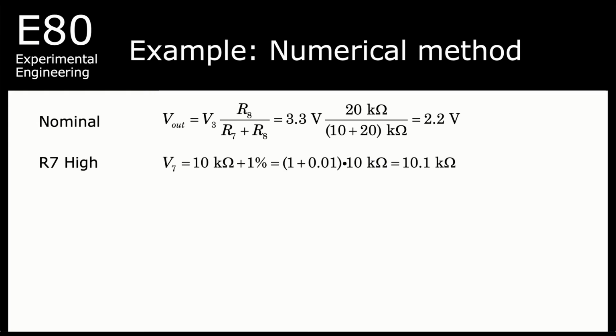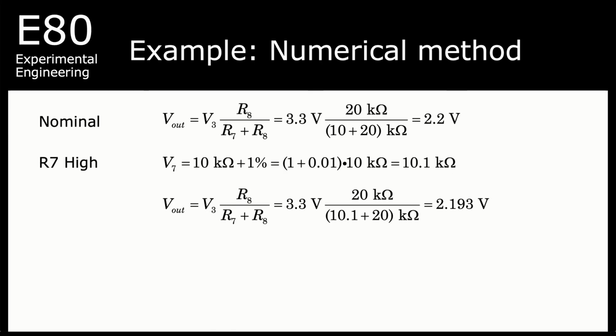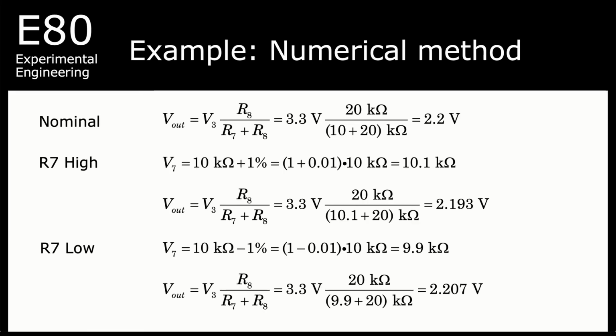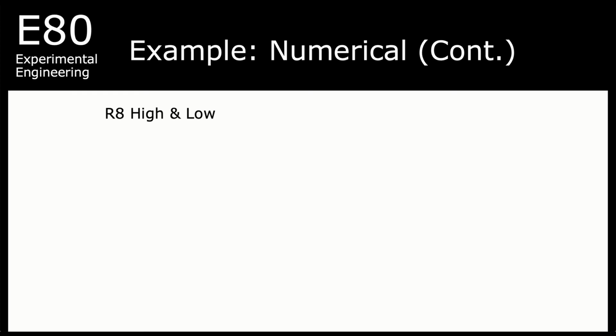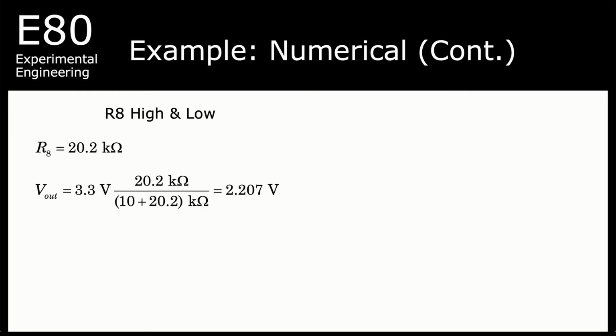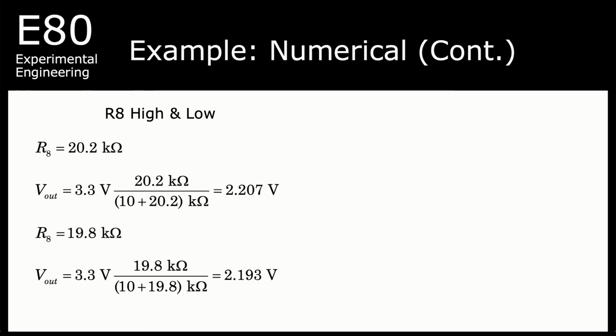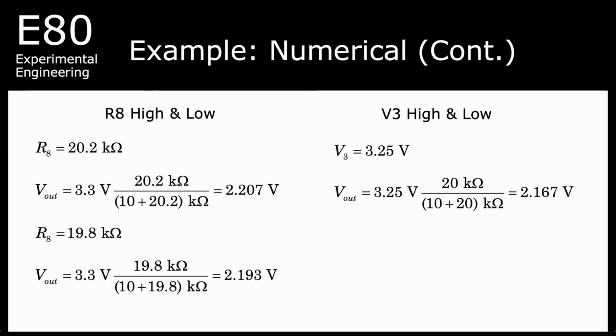Next, set R7 to its maximum value. 10 k ohms plus 1% equals 10.1 k ohms, which is plugged into the equation, giving 2.193 volts. 10 k ohms minus 1% equals 9.9 k ohms, which is plugged into the equation, giving 2.207 volts. Likewise, for R8, we get 20.2 k ohms and 2.207 volts, and 19.8 k ohms and 2.193 volts. For V3, we get 3.35 volts and 2.233 volts, and 3.25 volts and 2.167 volts.